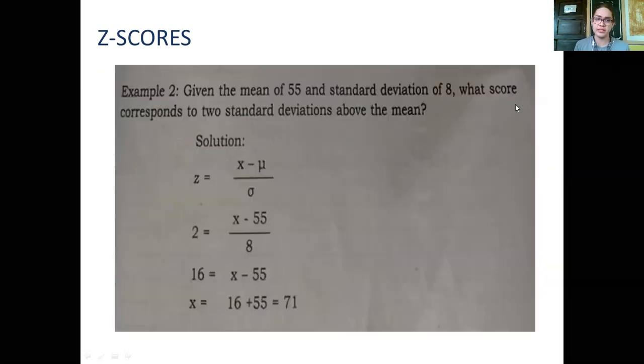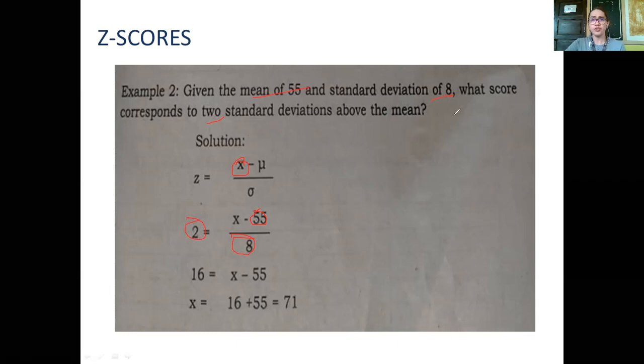Now let's proceed to another example. Given the mean of 55 and standard deviation of 8, what score corresponds to 2 standard deviations above the mean? So in this case, you are given the z, given the mean, given the standard deviation, then you are looking for your x, as you can see. So your mean is 55, so we substitute it based on the formula. Standard deviation is 8, so we have 8. What score corresponds to 2 standard deviations above the mean? So meaning to say, the z-score is 2.